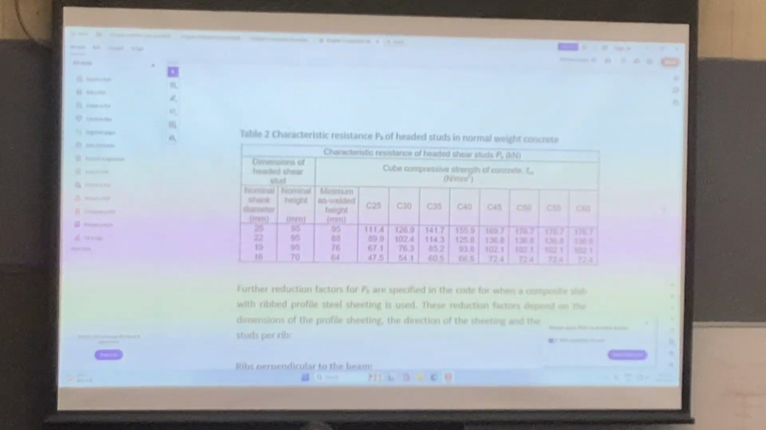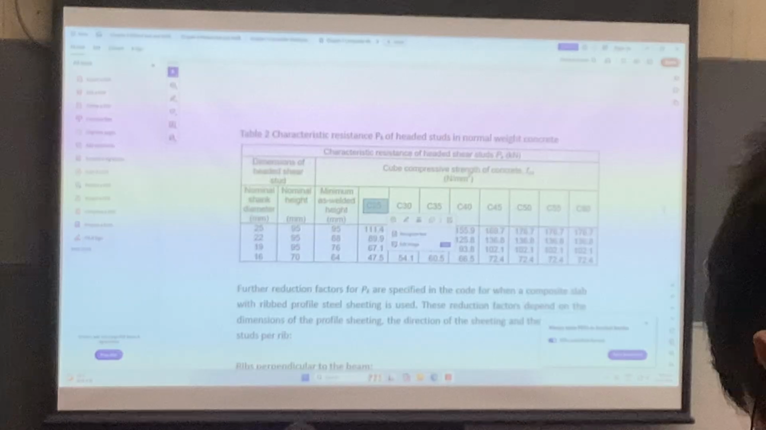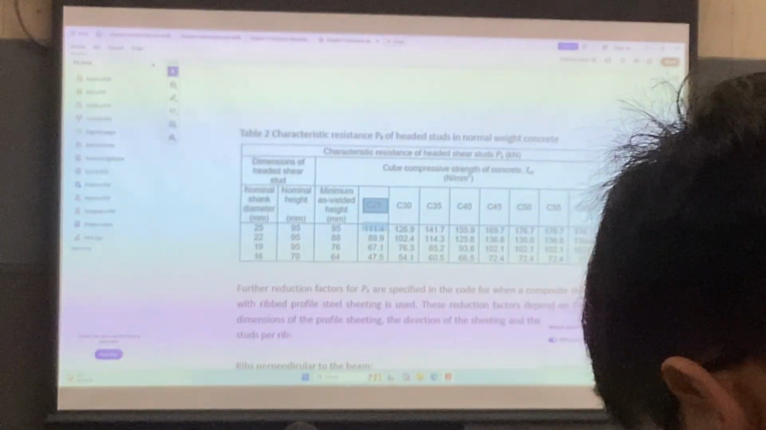And then depending on the concrete strength that will be cast with the stud, the so-called shear capacity will not be the same.